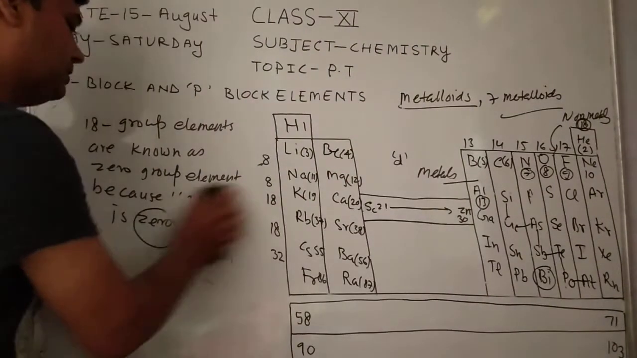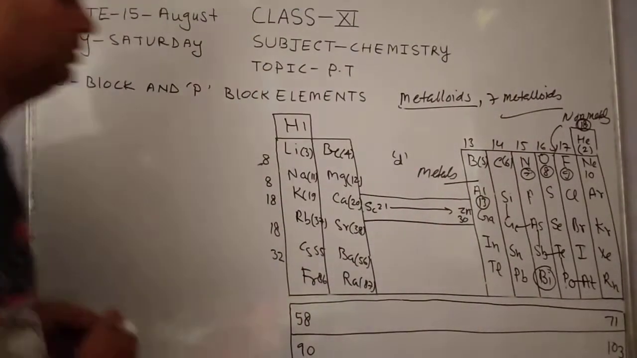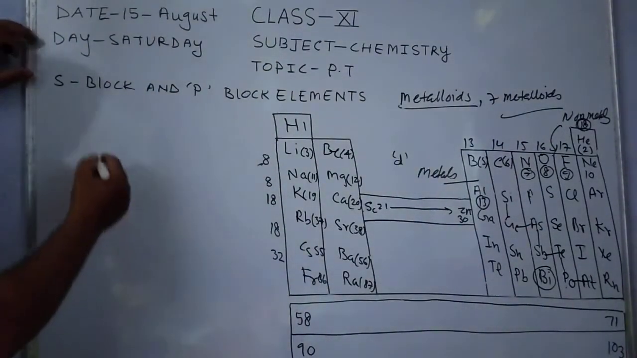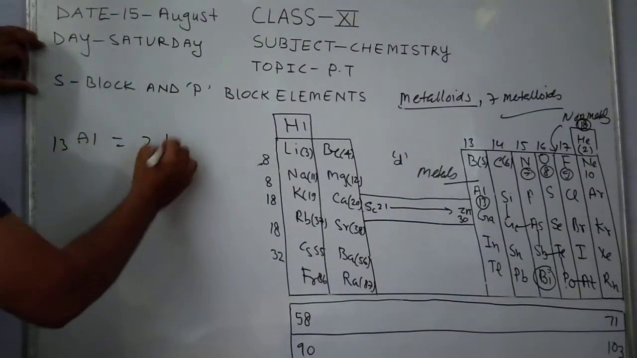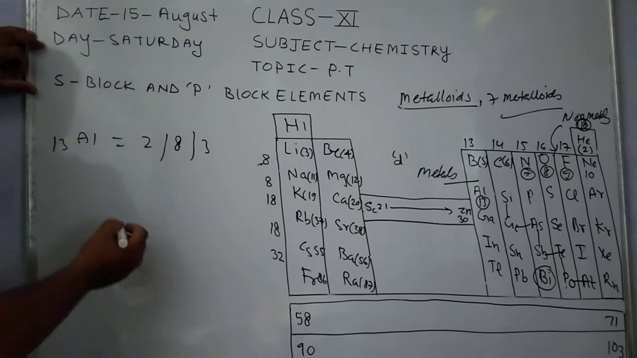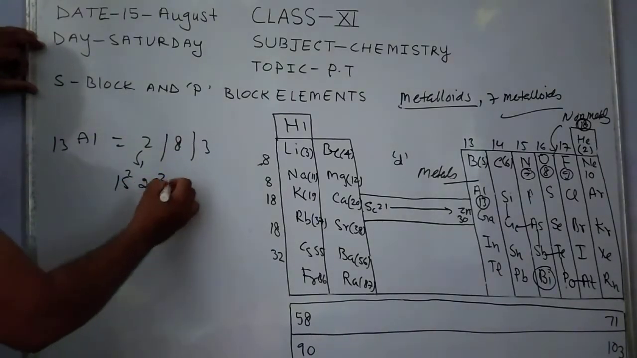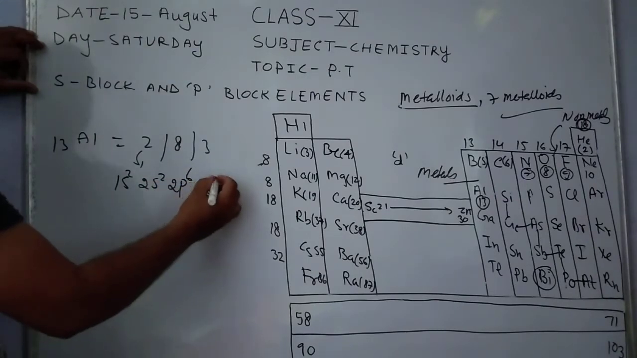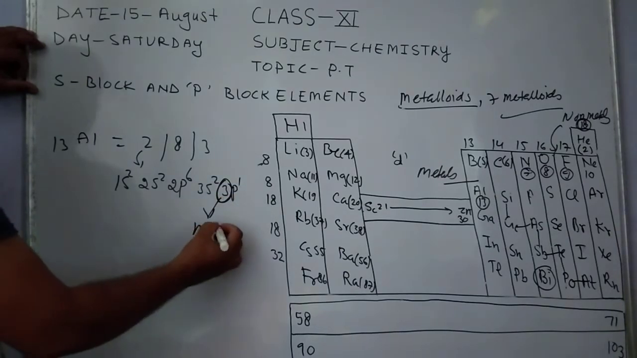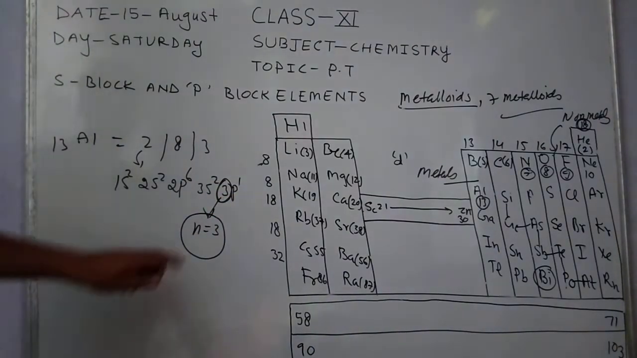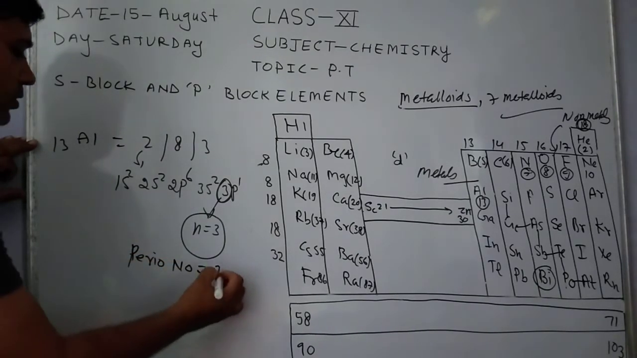How can we calculate the group number and period number of p block elements? For example, in case of aluminium, atomic number is 13, configuration 2, 8 and 3. We can write 1s2, 2s2, 2p6, 3s2, 3p1. So the maximum value of n is equal to 3, so period number is equal to 3.